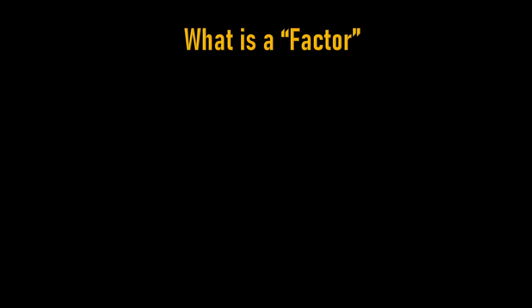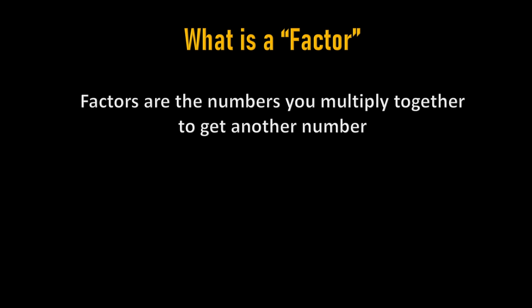What is a factor? Factors are the numbers you multiply together to get another number. For example, 6 is equal to 2 times 3. That is, we multiply 2 and 3 to get 6. Hence, factors are those numbers which are multiplied together to get 6. That is, 2 and 3 are the factors in the case of 6.